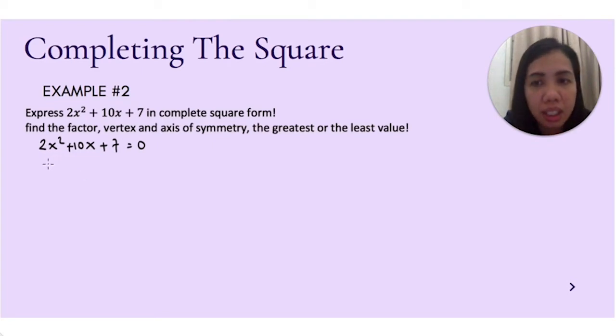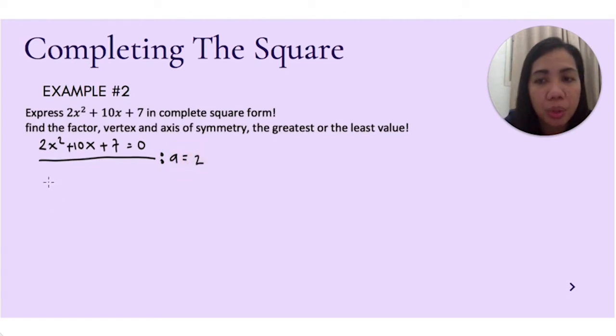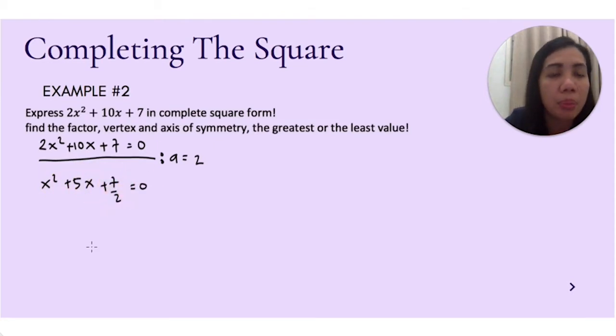So in this example, actually a equals 2, so we need to divide by a. A here is 2, so we divide all the elements here by 2. So we have x squared plus 5x plus 7 on 2 equals 0. Then we continue to the next step, which is to move this c to the right side, or in other words, we subtract both sides by 7 on 2. So here x squared plus 5x equals minus 7 on 2, like this.